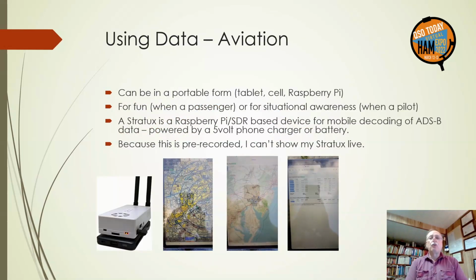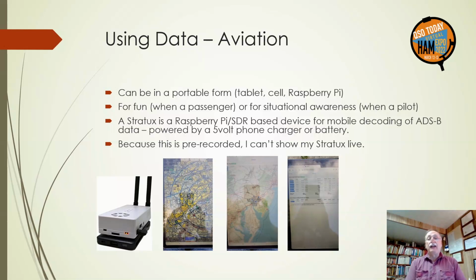This also can be in portable form, using a tablet, a cell phone, or Raspberry Pi, and you can do it for fun, just because you're weird like me. When I'm traveling as a passenger in the back of a commercial plane, I'll carry an SDR chip, an on-the-go cable, and a small antenna, put it up against the window, and I can pick up the ADS-B data, or I can pick up audio from the radio.